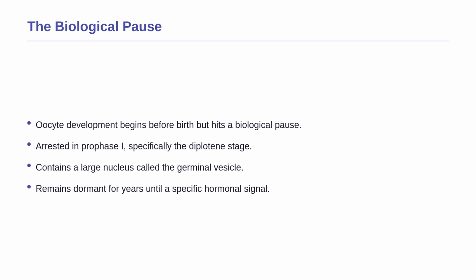To begin, we must understand that an egg cell, or oocyte, does not develop all at once. It actually begins its development before a woman is even born, but then it hits a biological pause button. It stays arrested in a stage called prophase 1, specifically the diplotene stage. During this long sleep, it contains a large nucleus, known as the germinal vesicle. It will remain in this frozen state for years or even decades, waiting for a massive hormonal signal to wake it up.